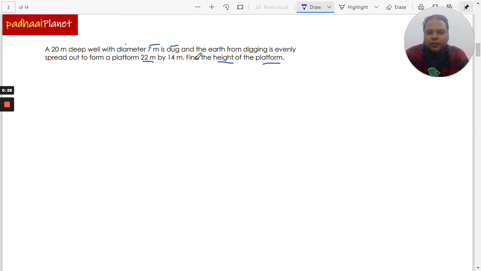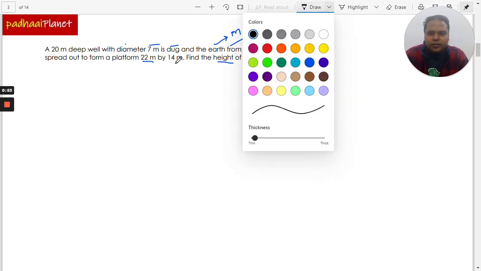Now that's very simple. The earth, meaning the mud, right? The mud which has come out by digging this well. The volume of this mud will be exactly equal to the volume of the platform which is being made. So we need to find out the height of the platform, right? So let's just write the relationship.